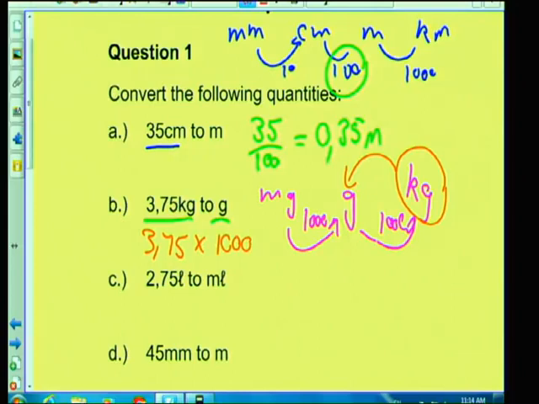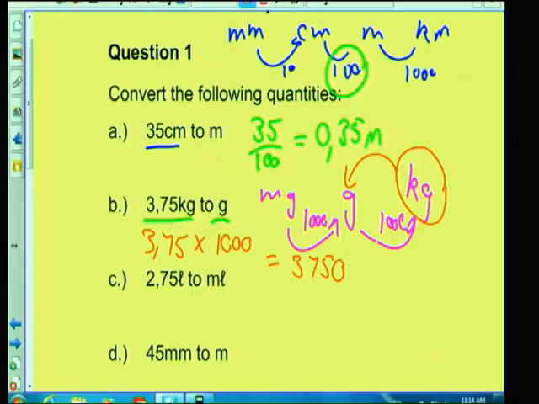So now if you do that, you'll find that this is 3,750. That's easy to see. It's got to be 3,000. Can't just be 75. Must be 750. Okay? 3,750. Don't forget the units. What are the units we wanted? Grams. Make sure you've got them in the right units. Don't forget your unit with this sort of calculation.